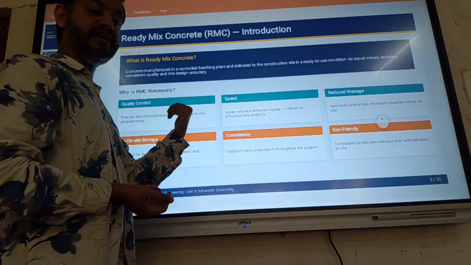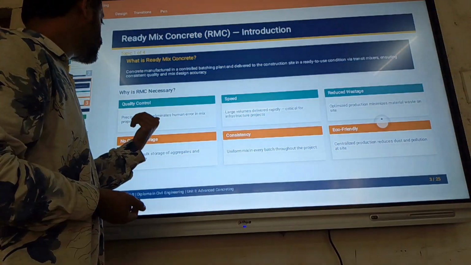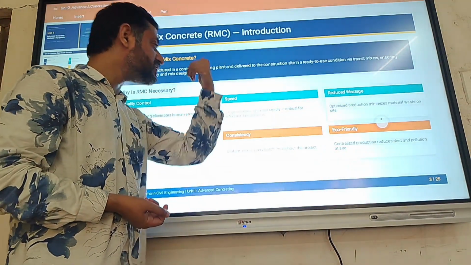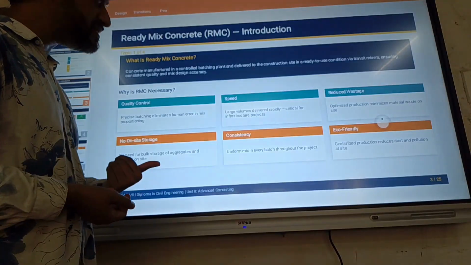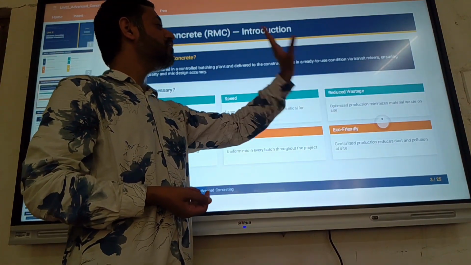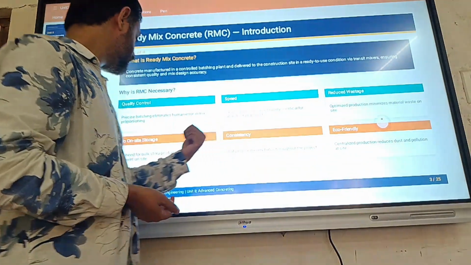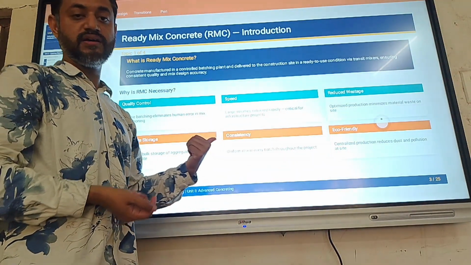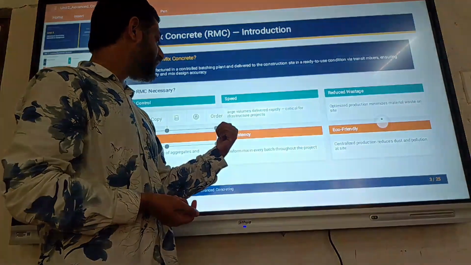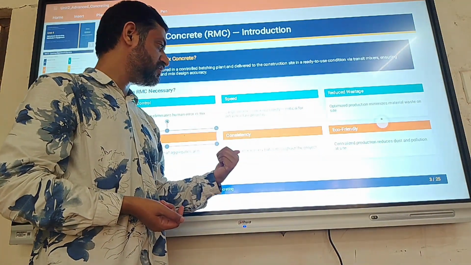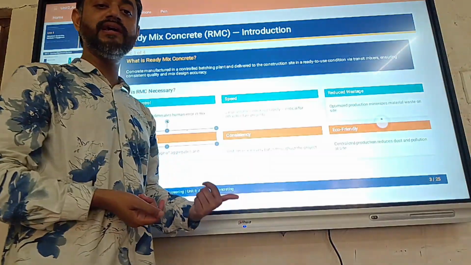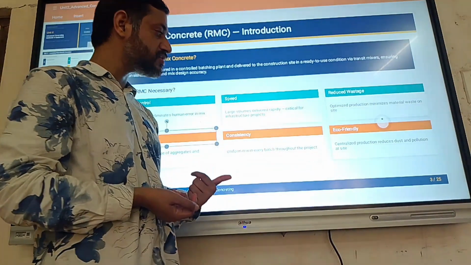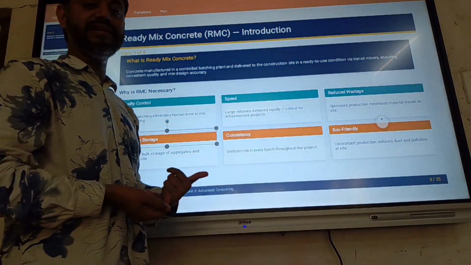Why RMC is necessary? কেন দরকার? Maintains the quality control, maintains the speed of the manufacturing of RMC, reduces the wastage. No on-site storage. There is no need of storage of RMC in the site. Maintains the consistency and is eco-friendly, environmental friendly. Does not produce much pollution, does not produce dust and pollution at the site.